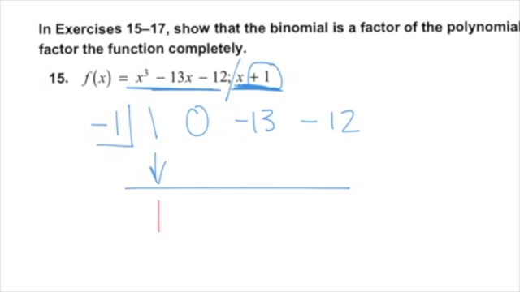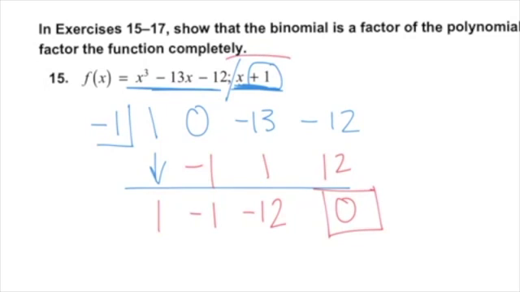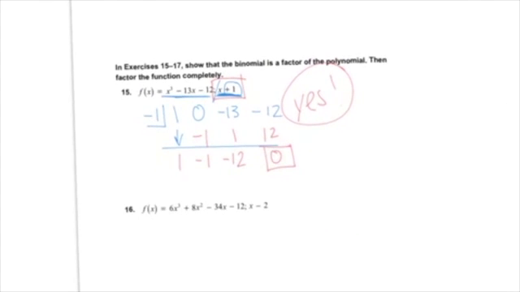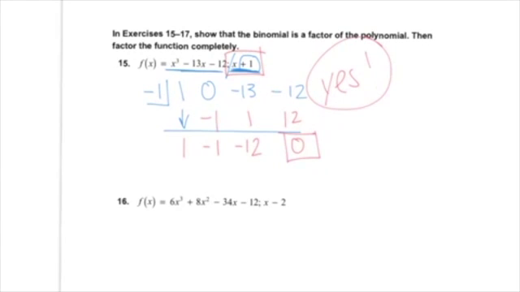Let's fill this in. 1 comes down, 1 times -1 is -1, 0 and -1 is -1, -1 times -1 is 1, -13 and 1 is -12, -12 times -1 is +12, and you'll see here that when I do this, I get 0, which means that yes, that is a factor. If you were to get a remainder anything other than 0, then it would not be a factor. And that's how you determine whether or not it is a factor.